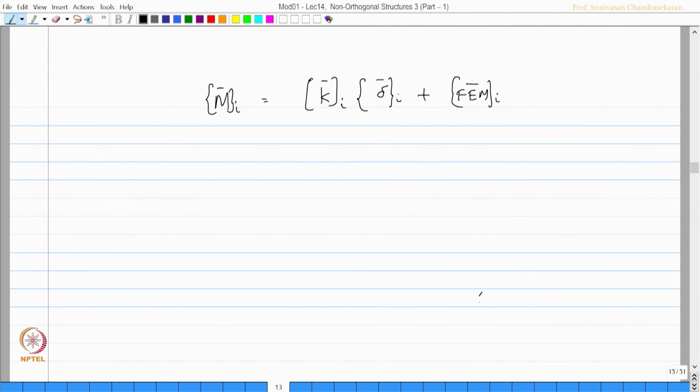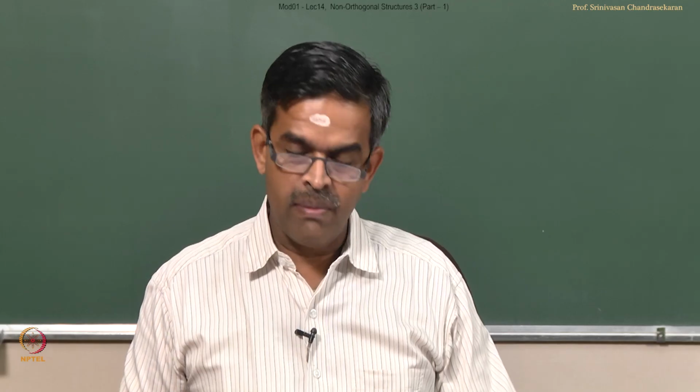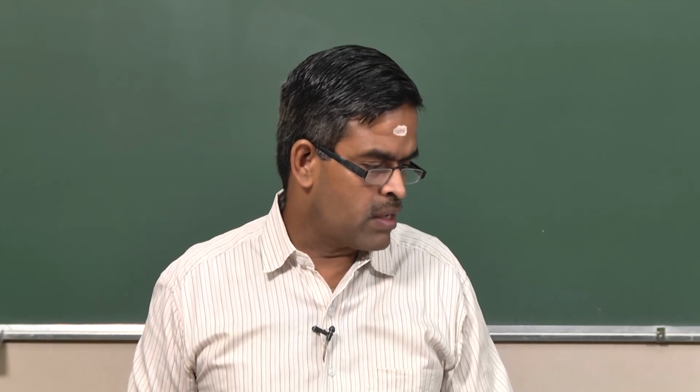Okay. It is very easy to get the end reactions of the member as m bar p, m bar q, v bar r, v bar s, h bar t and h bar h. Okay. I can get this. So, now we have to apply this discussion to a specific problem and solve the problem using non-orthogonal matrix knowledge and try to find out this problem.